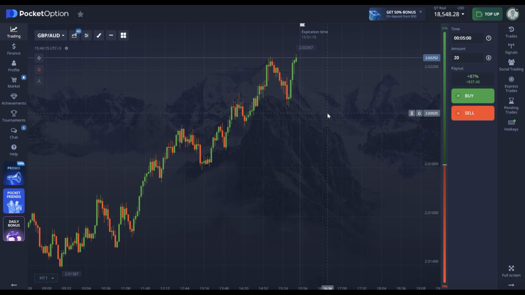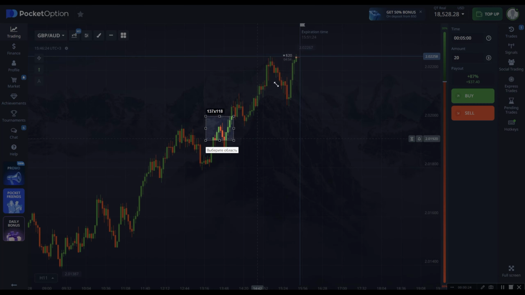Today we're trading on a clean chart. We'll be trading from support and resistance levels with a 5-minute expiration time, and I'll be investing $20 in each trade. The first trade is the British pound against the Australian dollar.